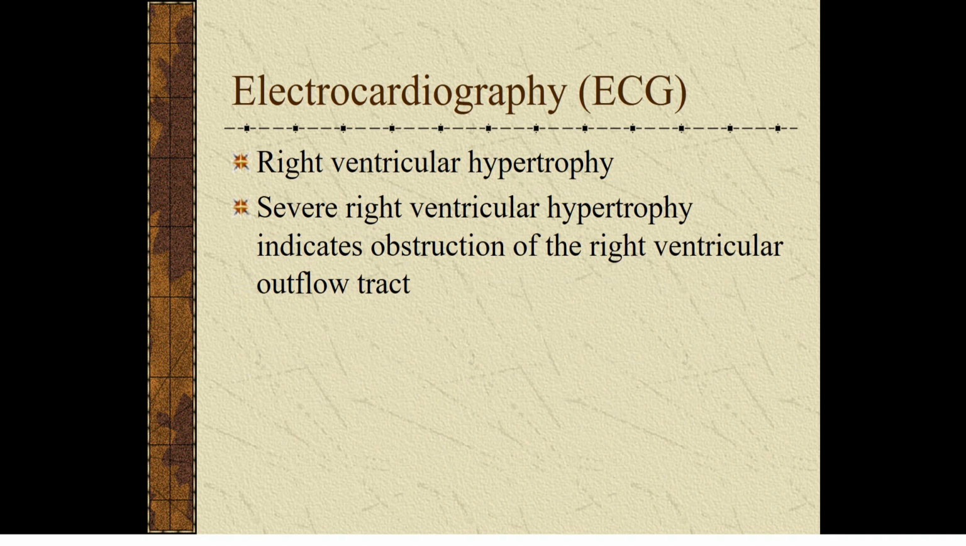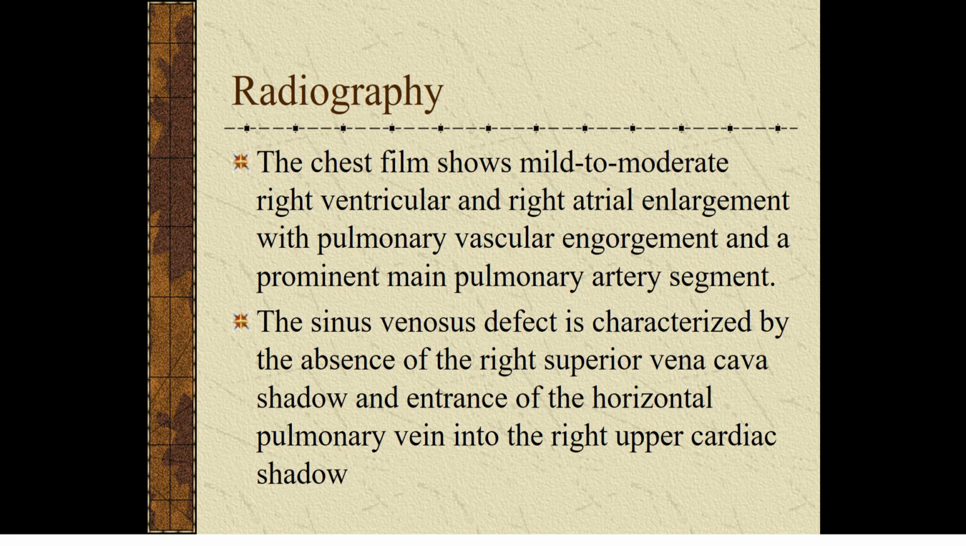Electrocardiography. We can see right ventricle hypertrophy. Severe right ventricle hypertrophy indicates obstruction of the right ventricle outflow tract. Radiography investigation: the chest film shows mild to moderate right ventricle and right atrial enlargement with pulmonary vascular engorgement and a prominent main pulmonary artery segment.